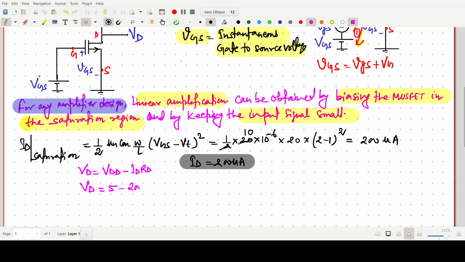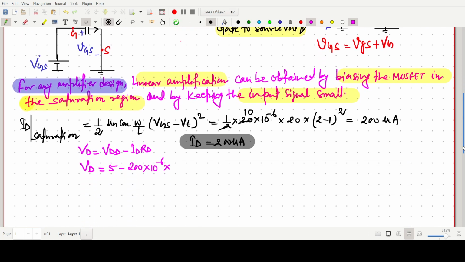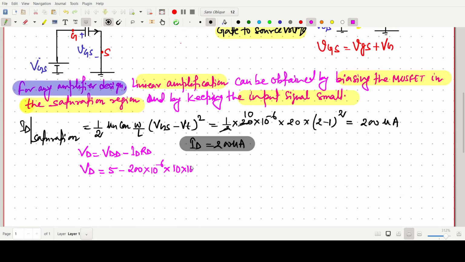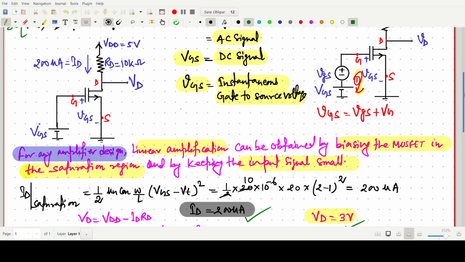ID we have already calculated, 200 into 10 to the minus 6, and RD is 10 kilo ohm, 10 into 10 to the power 3. So 5 minus 2, this should be 3 volt. So our VD will be 3 volt. So we have calculated the first portion of the question, VD and ID, from the DC analysis.